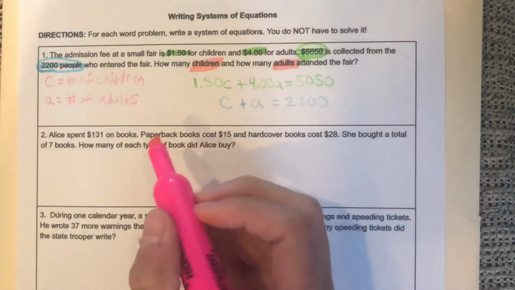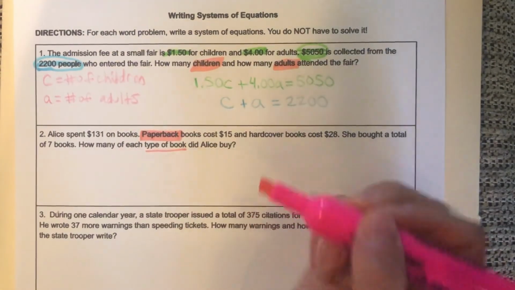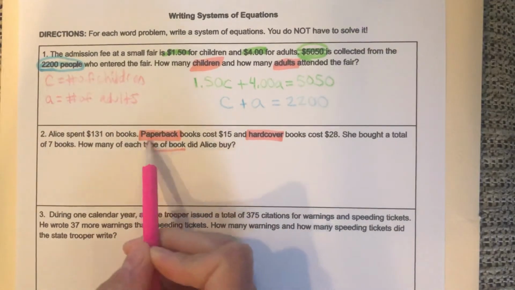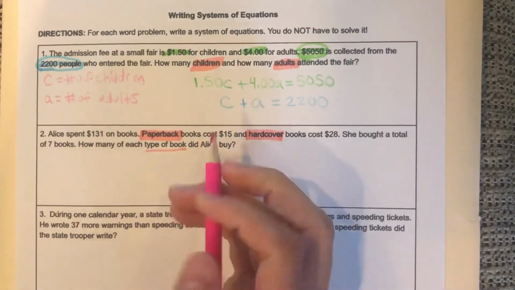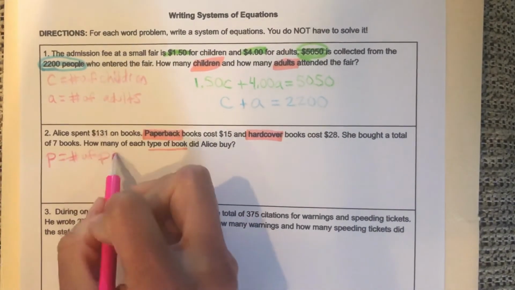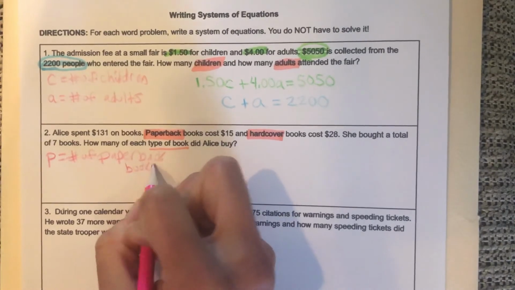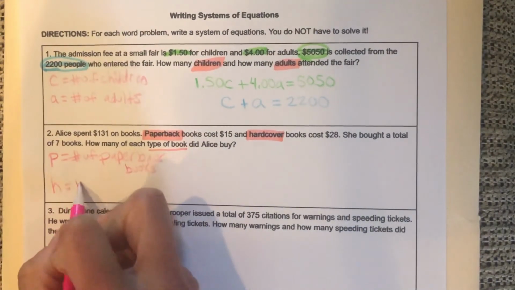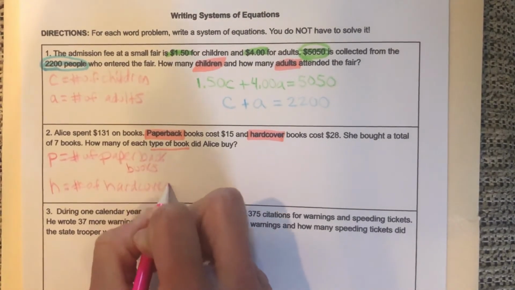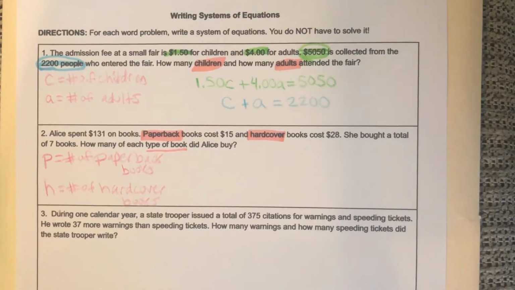In this question, we're looking for what types of books she bought. She bought paperback books and she bought hardcover books. Remember, for your variables, I'm using the first letter of each of these, but you can always use X and Y. I'm going to use P for the number of paperback books and H for the number of hardcover books.